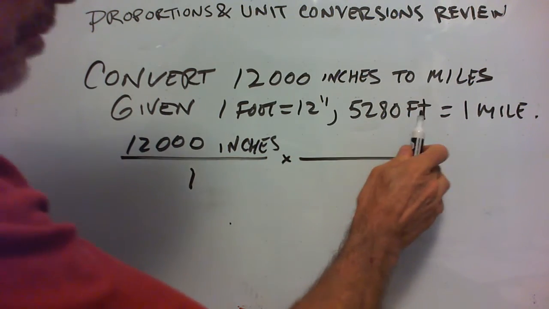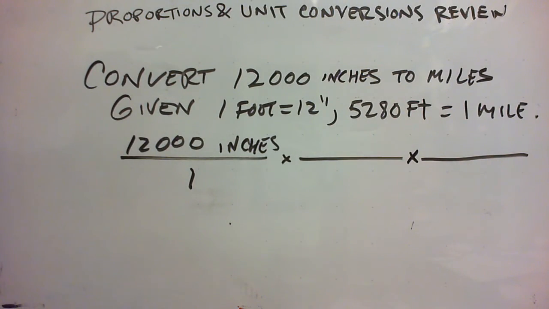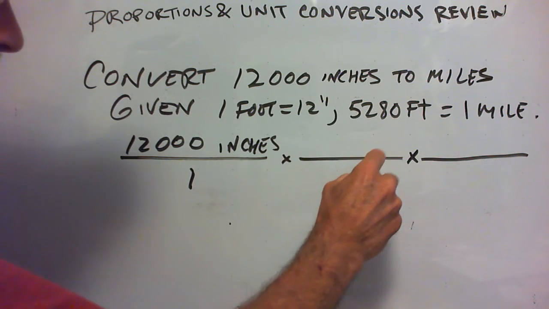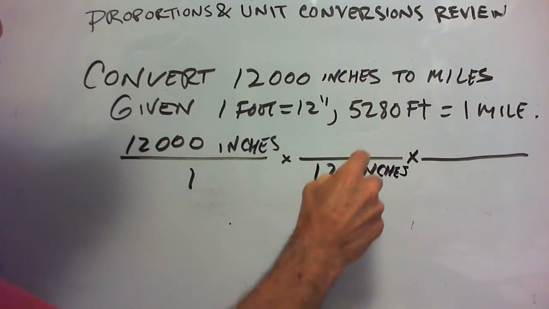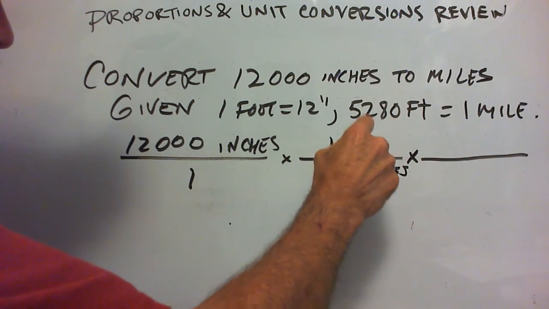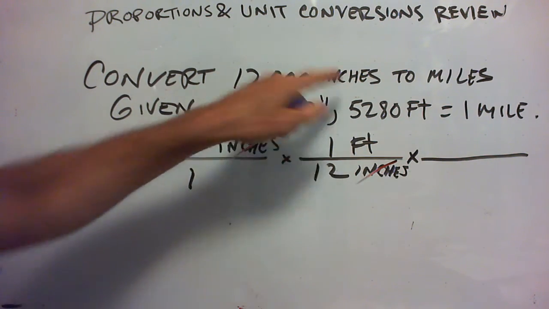Now in this problem, we're going to have to do this in 2 steps. We're going to have to turn inches into feet. So that means we have inches in the denominator, 12 inches, 1 foot in the numerator. If we stop there, we have an answer that's in feet. But we don't want feet, we want miles.